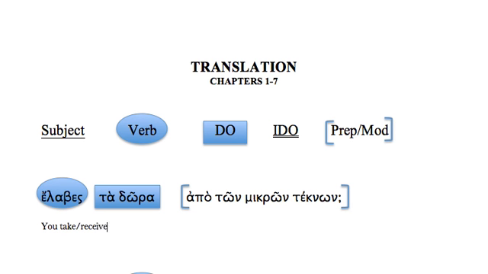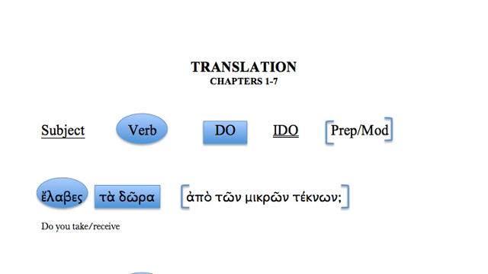Now we're going to need to modify that just a little bit, because if you look down at the end of the clause, we have a semicolon, which is in Greek your question mark. So instead of "you take or receive" as a statement of fact, we're going to need to put this into the interrogative or make it a question. Do you take or receive? What might you take or receive?